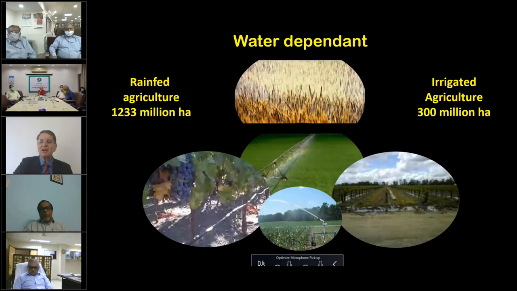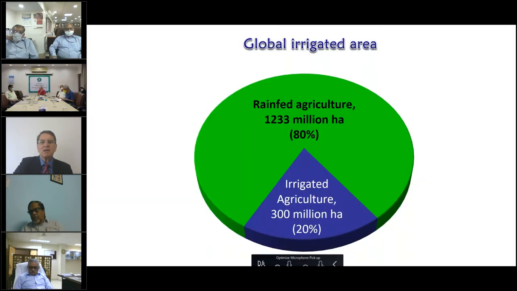But irrigated agriculture is practiced on 300 million hectares throughout the world. And you can see rain-fed 80% and irrigated agriculture only 20% of the area. But that 20% produces close to 50% of the food in the world.